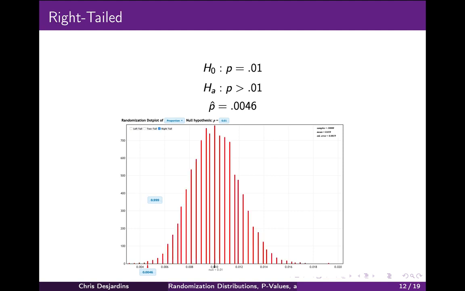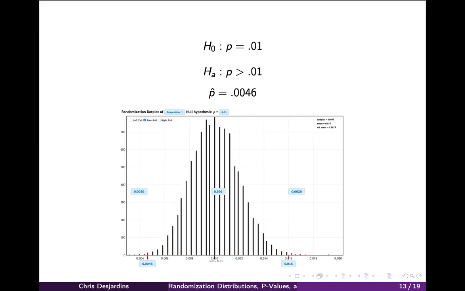This is the same randomization distribution that I just showed you. The only difference is that the alternative hypothesis contains a greater than sign. We find the sample proportion, 0.0046, on the randomization distribution, and calculate the proportion equal to or greater than 0.0046. This p-value is 0.999. Adding this p-value and the one from the previous slide together will give 1.0 within rounding.